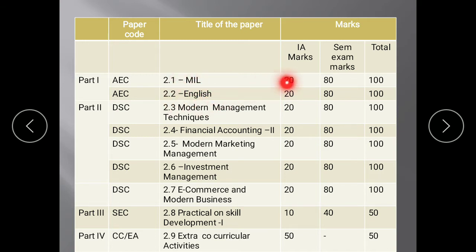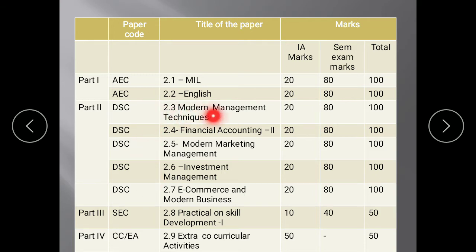So as usual there are 20 internal marks and 80 written examination marks or sem exam marks. So totally it will carry 100 marks. So both the languages, Kannada as well as English, will be in the first part. In the second part there are 5 core subjects.